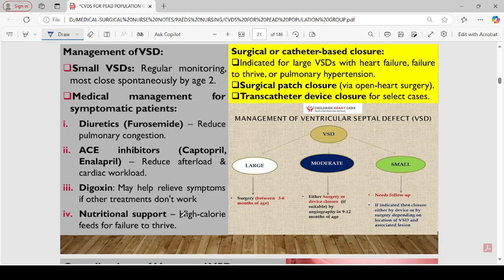As for medical management for symptomatic patients, we could use diuretics like furosemide, which reduce pulmonary congestion. Angiotensin converting enzyme inhibitors like captopril and enalapril reduce afterload and cardiac workload. Digoxin may relieve symptoms if other treatments do not work. We also have nutritional support, where we encourage high calorie feeds, especially for the failure to thrive babies. So remember, when the defect is large, you need surgery between the 3rd and the 6th month of age. If it's moderate, either surgery or device closure, and if small, they just need follow-up, and hopefully it can close spontaneously by age 2.